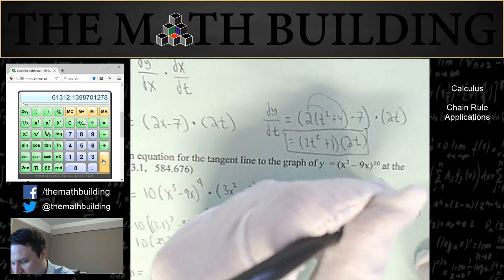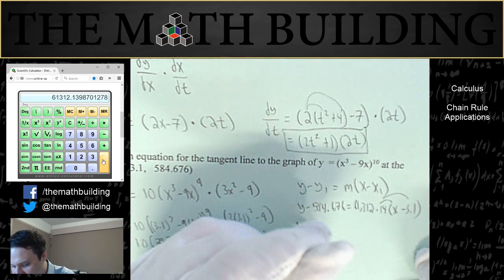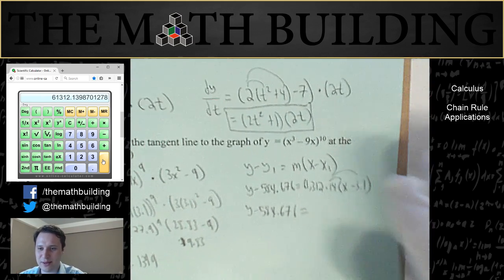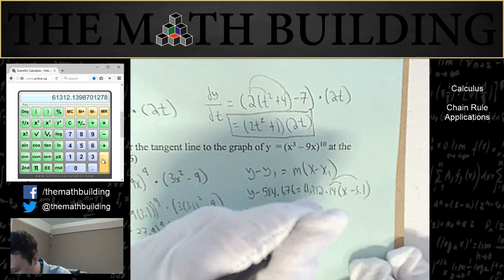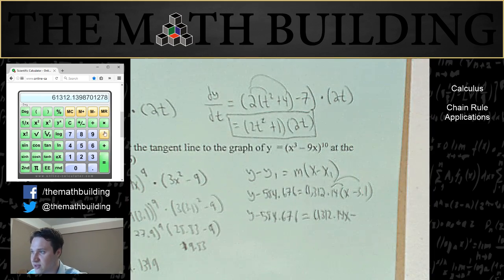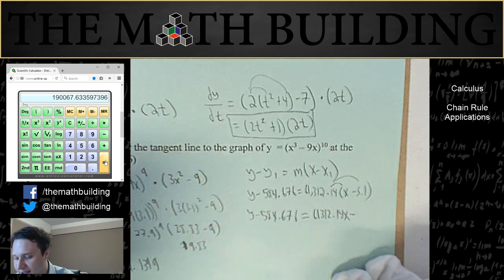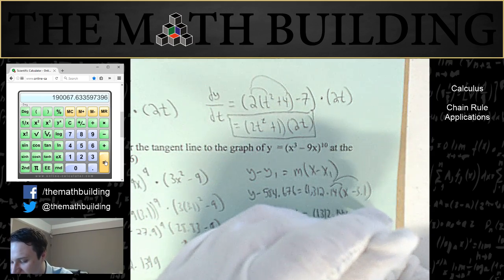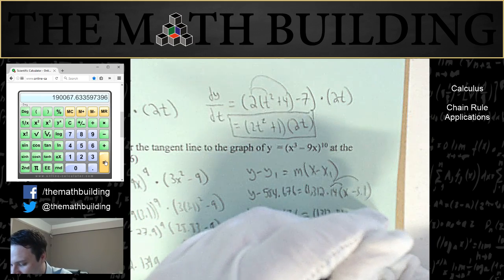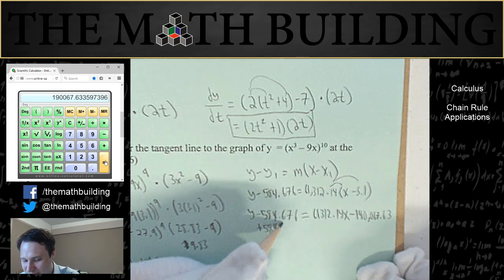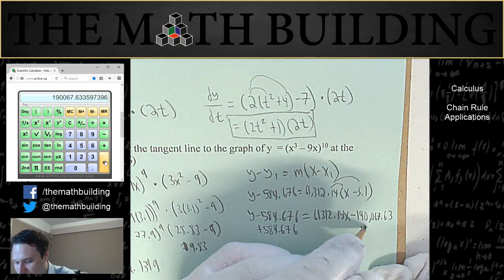So almost there, we're going to do the distributive property. So y minus 584.676 is equal to 61,312.14x minus this number times 3.1, which is 190,000. That's quite the y-intercept. You do see stuff like this with real-life applications. These crazy numbers are not always nice and calm, like a lot of the examples we've done. So it's good to be able to do the calculations even with crazy numbers.